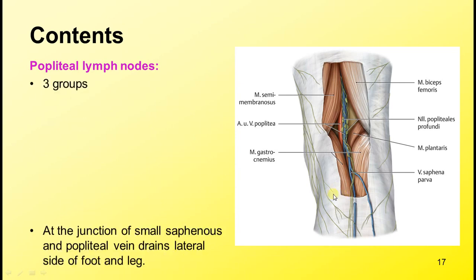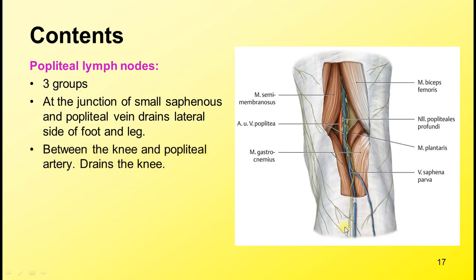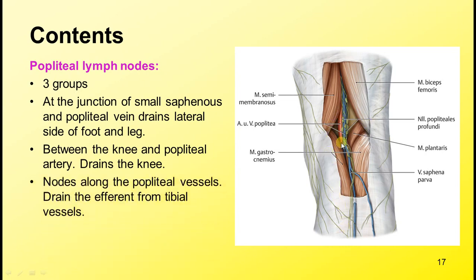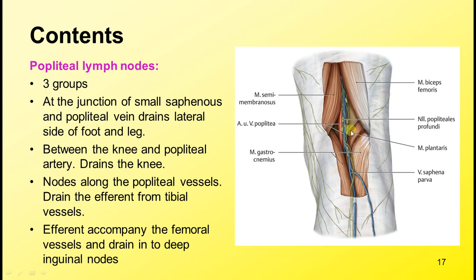So 3 groups: the junction of the small saphenous vein, draining the lateral side of the little toe, leg, and the posterior part of the calf; the second in the knee region, draining along the genicular vessels; and along the popliteal vessels, they drain the efferent lymph vessels from the tibial lymph. Then ultimately the efferents drain along the femoral vein and go to the deep inguinal nodes. So that is about the popliteal lymph nodes.